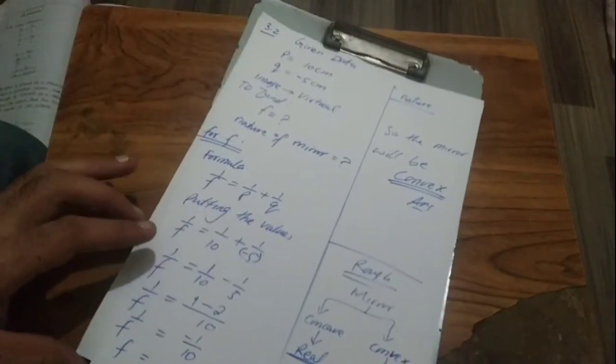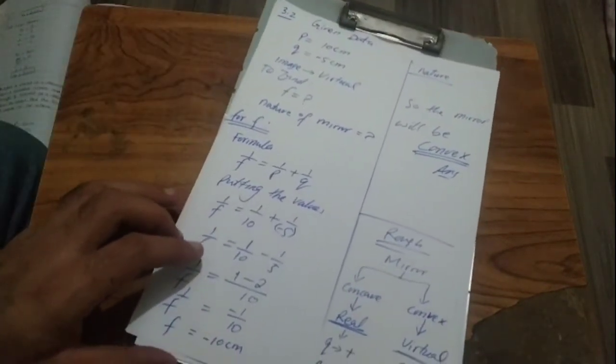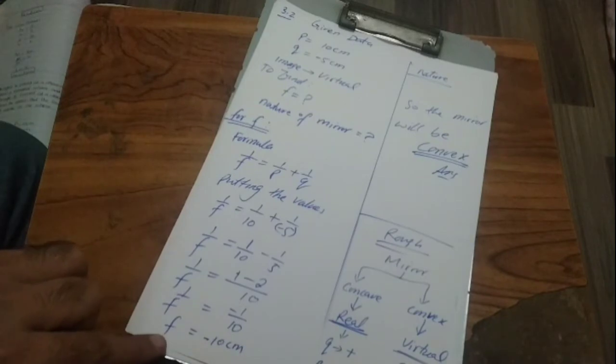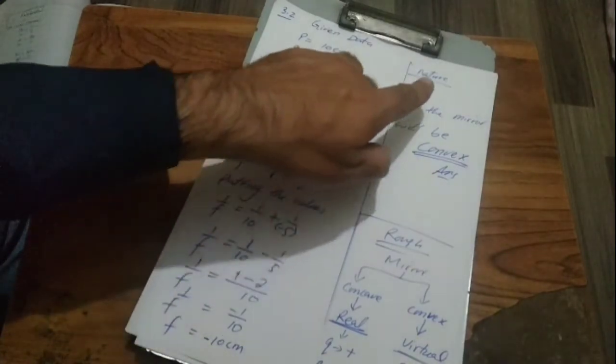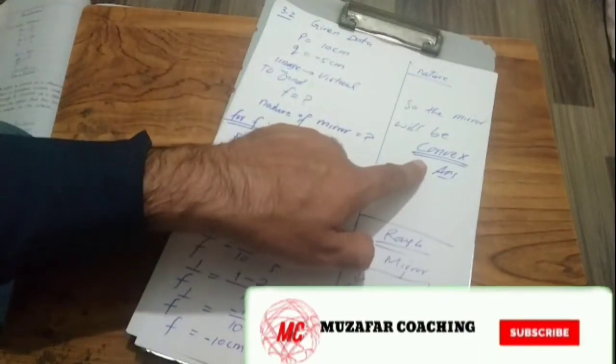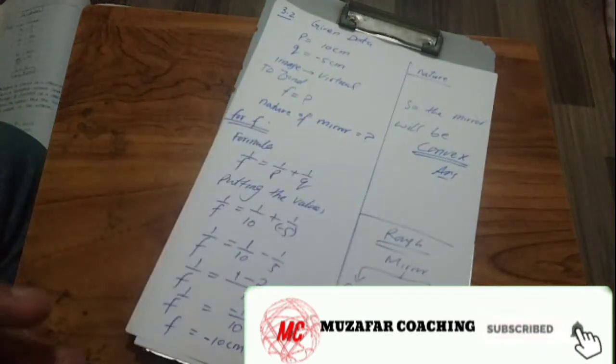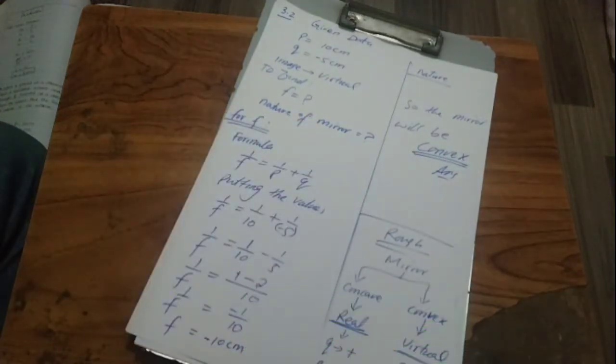In this numerical, we were supposed to find two things. One was F, and the other was nature. Since the nature of the mirror is convex, we got the answer this way. I hope this numerical is pretty clear to you.